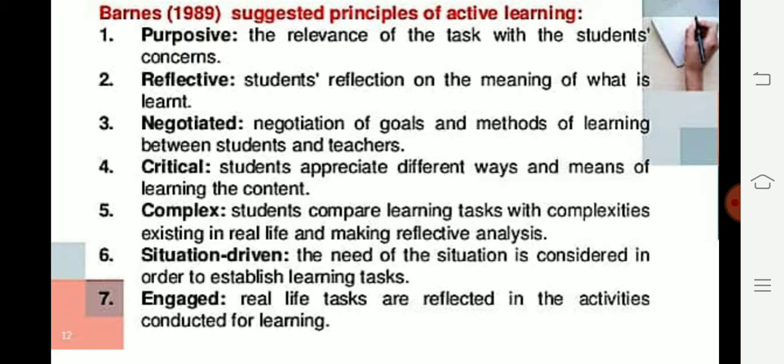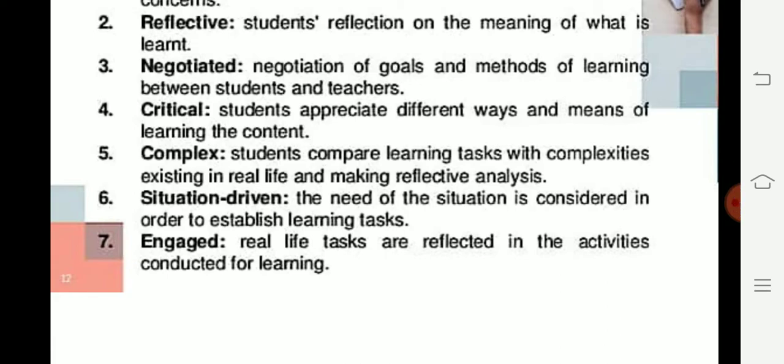Negotiation of goals and methods of learning between students and teacher. Critical: students appreciate different ways and means of learning the content. Complex: students compare learning tasks with complexities existing in real life and make reflective analysis. Situation driven: the need of the situation is considered in order to establish the learning task. Engaged: real life tasks are reflected in the activities conducted for learning.